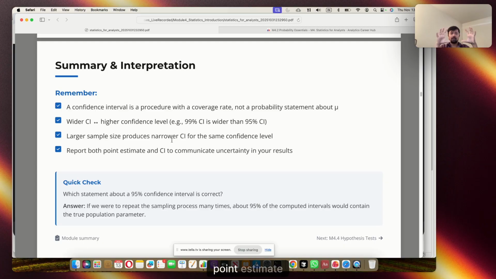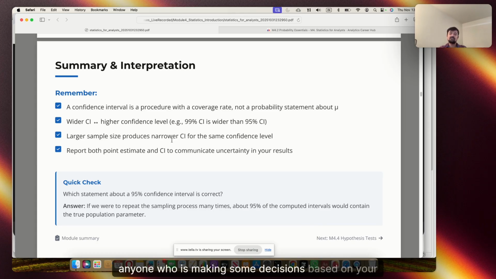Report both the point estimate and the confidence interval to communicate uncertainty in the result. If you are only presenting the confidence interval, it might not represent the uncertainty. But if you report both the estimate as well as the confidence interval, that will present all the uncertainty that might be in your model and your results. So anyone who is using your model or making decisions based on your results will have an idea of what the range is and what the chances are of getting errors apart from this.